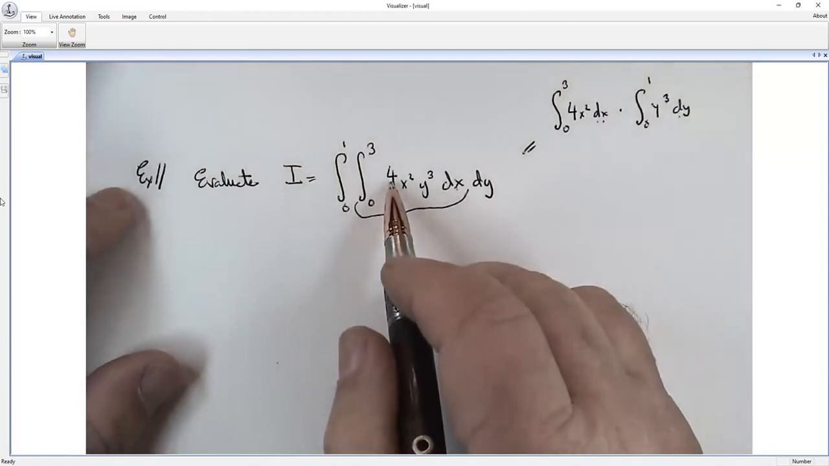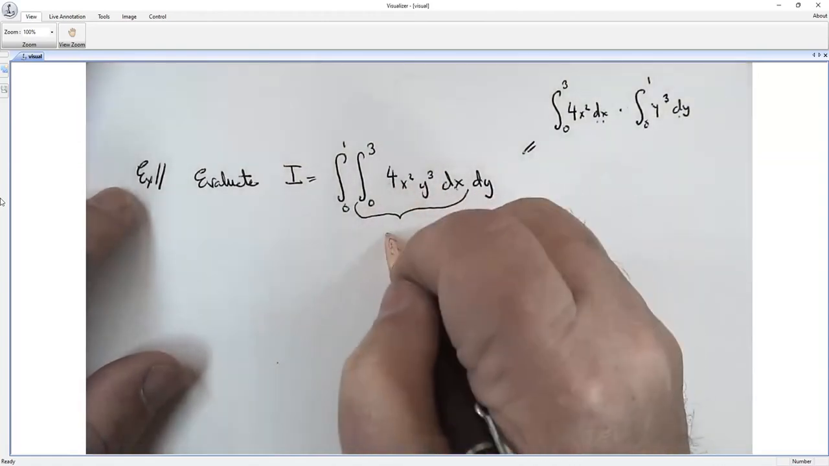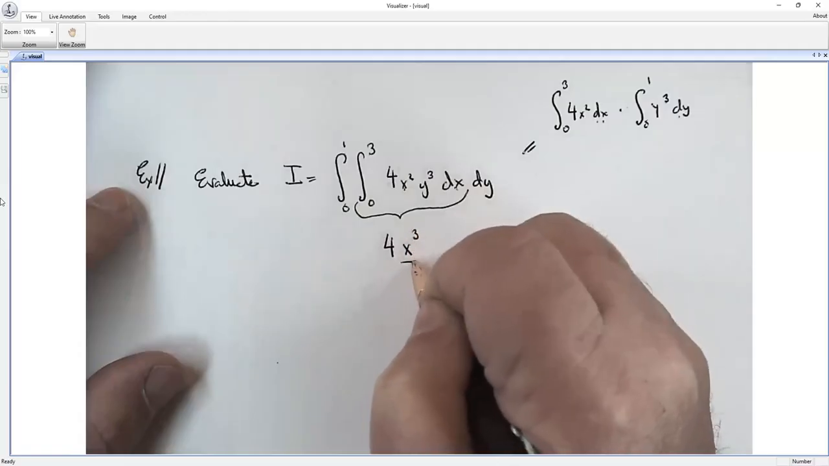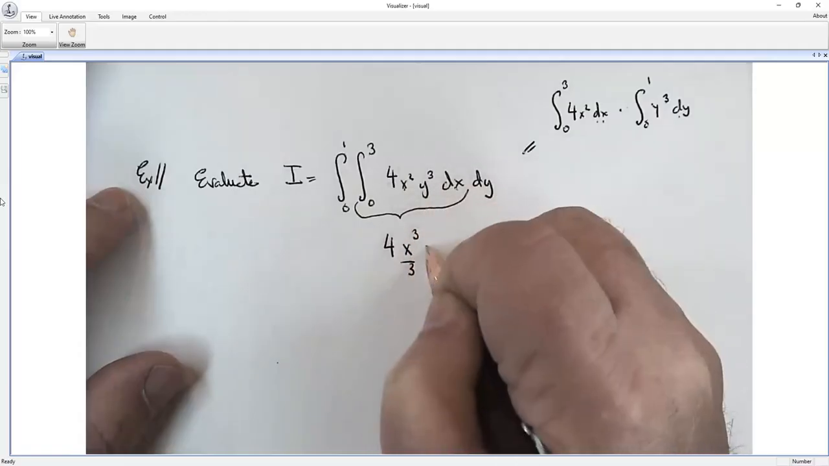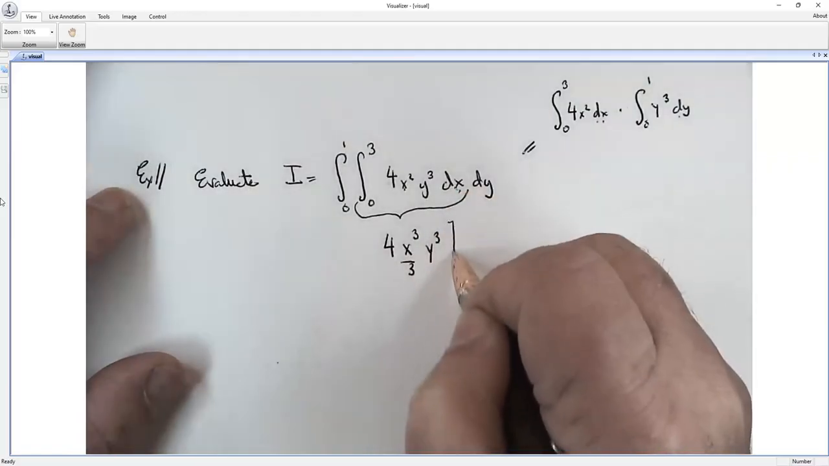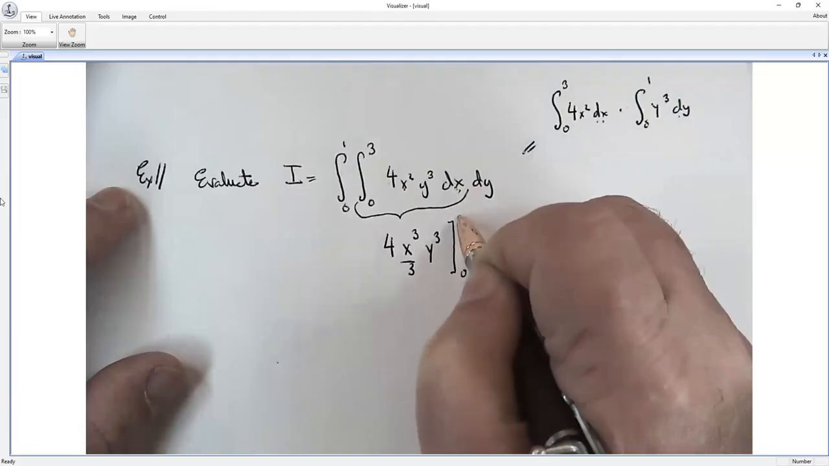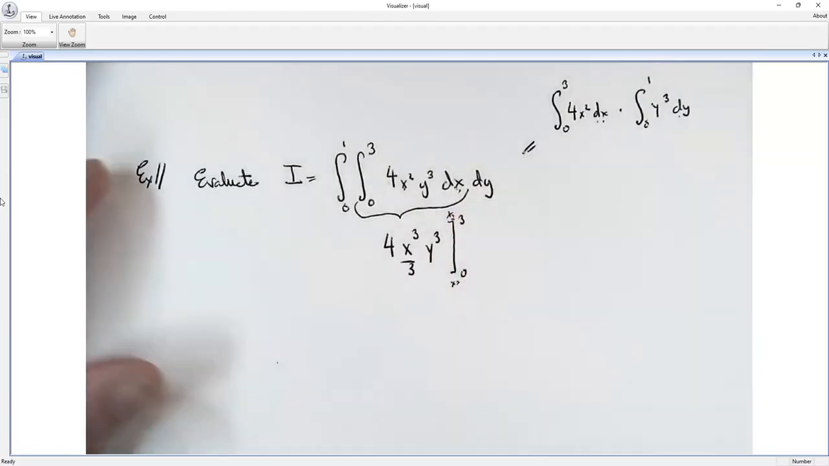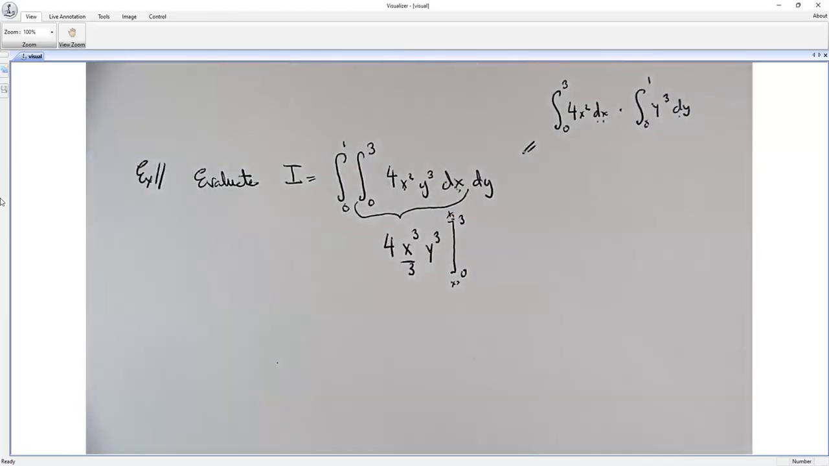So integrating with respect to x, 4 is a constant, leave it alone. The integral of x squared is add 1 over add 1. That would be x cubed over 3 times y cubed, which is a constant, since we're integrating with respect to x. And this will be evaluated from 0 to 3. And I always put little x equals. You don't have to do this. It's not required, but it reminds me of who the variable is. Especially when I do multivariable stuff, sometimes I can get lost on reminding myself who the variable is. Okay?